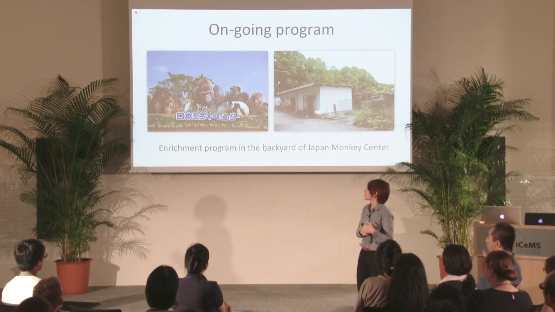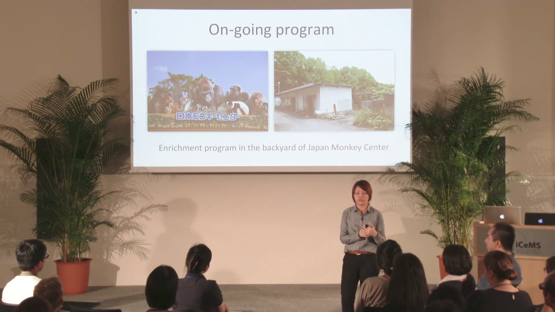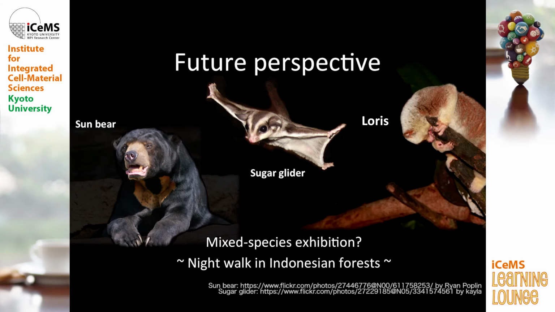And actually, there is an ongoing enrichment program for lorises based on my research results in the backyard of Japan Monkey Center. And in the future, we can even try this kind of mixed-species exhibition to include, for example, sun bears or sugar gliders in the same enclosure, because we know that lorises with a neighbor of different species will have lower cortisol levels. By doing this we can not only maybe reduce the loris stress level, but also provide visitors an appreciation of animals in a more natural context.